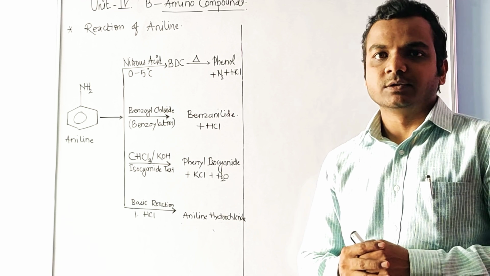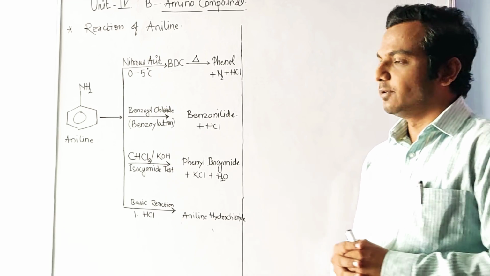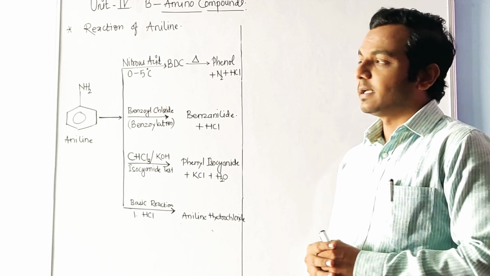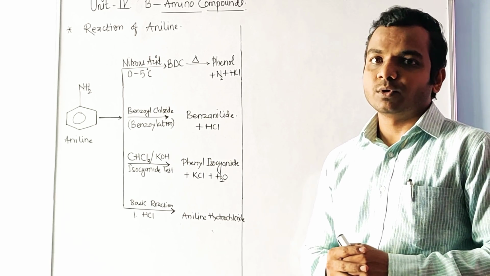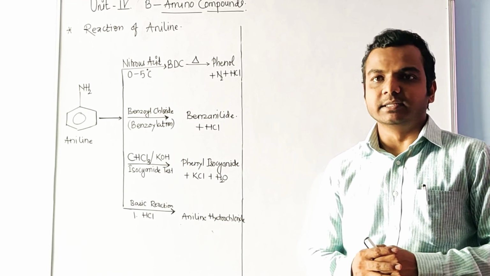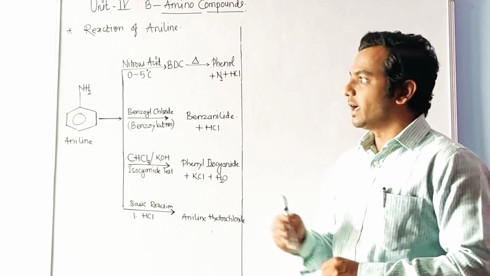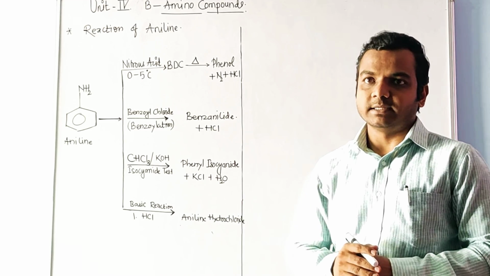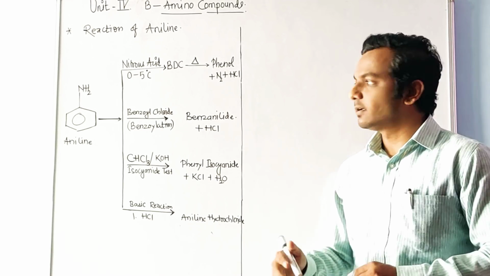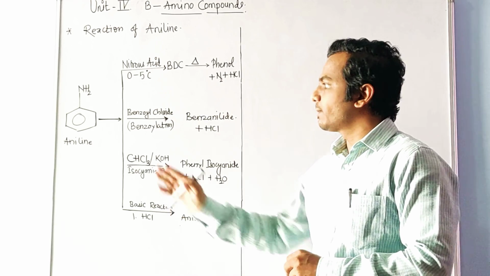Today we are going to deliver a lecture for BSc second year students, and we are going to see unit number 4, part B, and the topic is amino compounds. Under this topic, we are going to see some reactions of aniline. We have taken 4 reactions of aniline and we are going to study them in brief. Before that, we will see which reactions we are taking in this video.